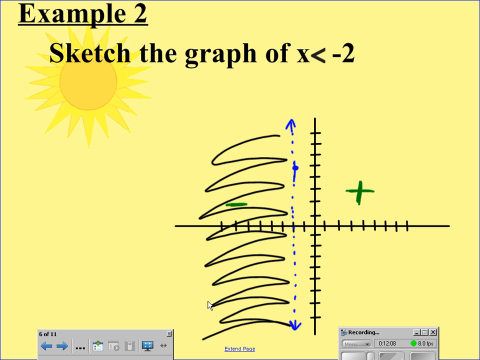So everything that's shaded is true for this graph. Everything that's not shaded, everything on the right in the dashed line, is not true for this graph.